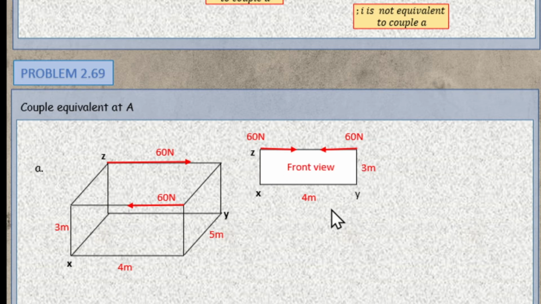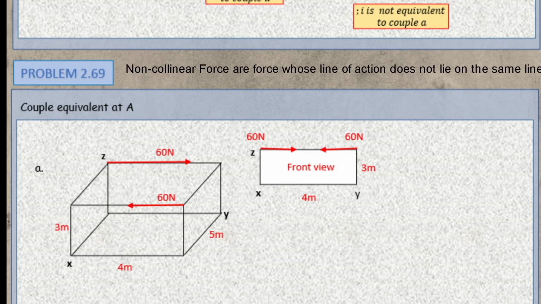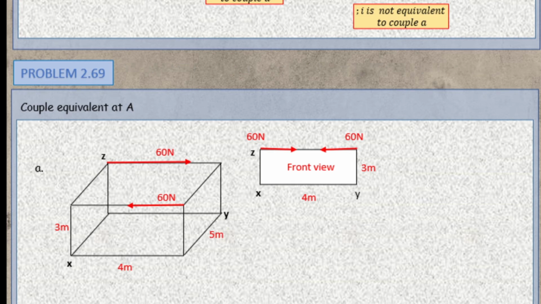Based on this figure, do you think these are non-collinear forces? Let us define what a non-collinear force is. A non-collinear force is a force whose line of action does not lie on the same line. Based on this figure, do these forces not lie on the same line? As we can see, these forces lie on the same line. Therefore, these are not non-collinear forces. So for our couple at X, it is equal to 0.